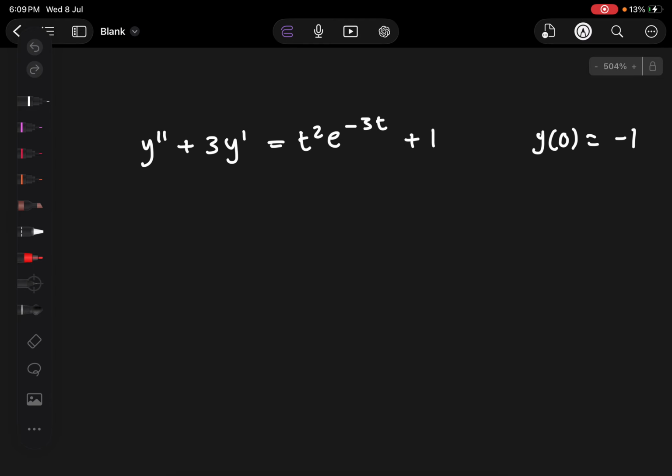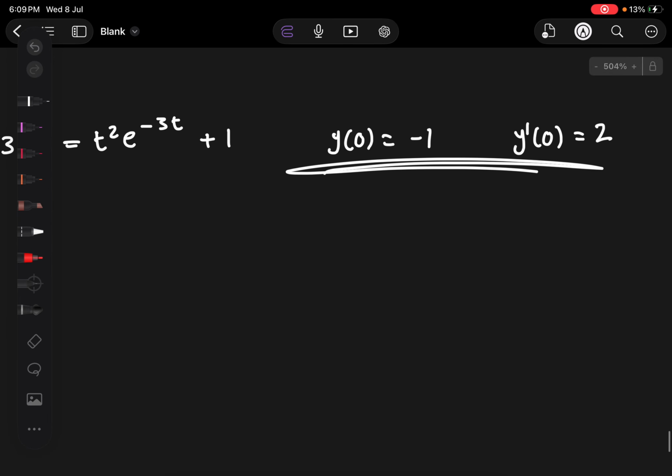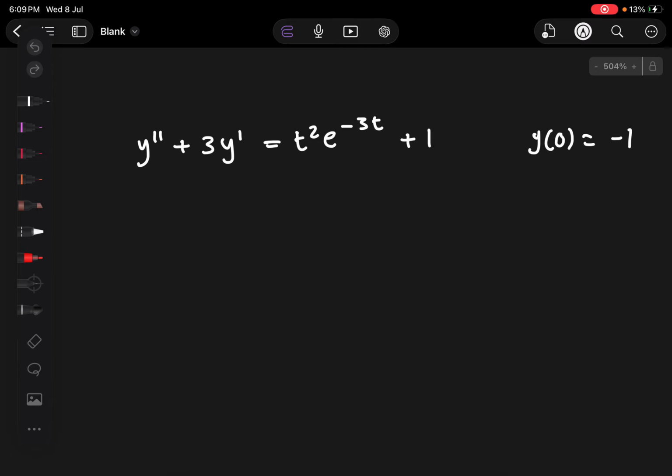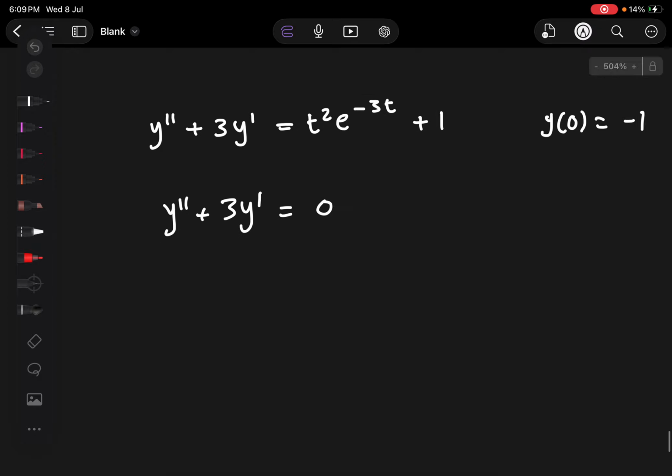First of all, this is a second order non-homogeneous differential equation. It asked us to find the solution to the IVP using the Undetermined Coefficients method. So first we write the associated homogeneous differential equation.